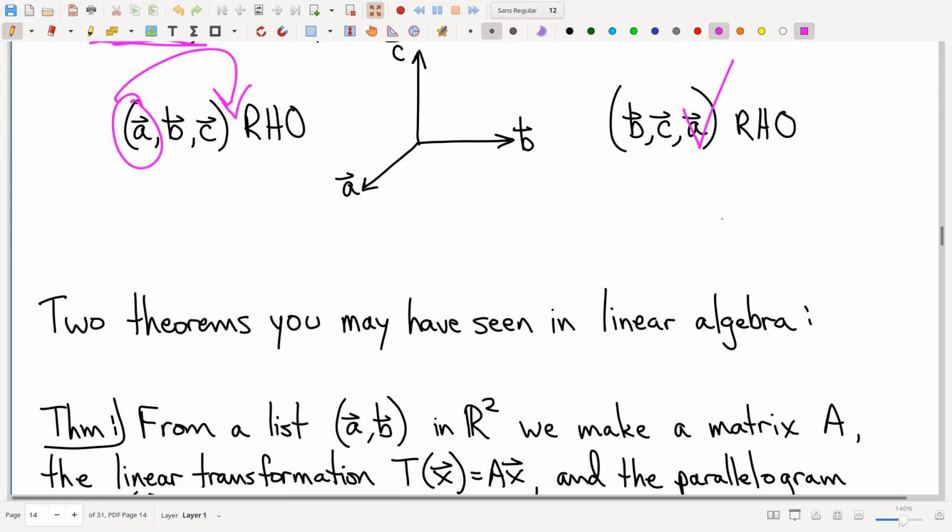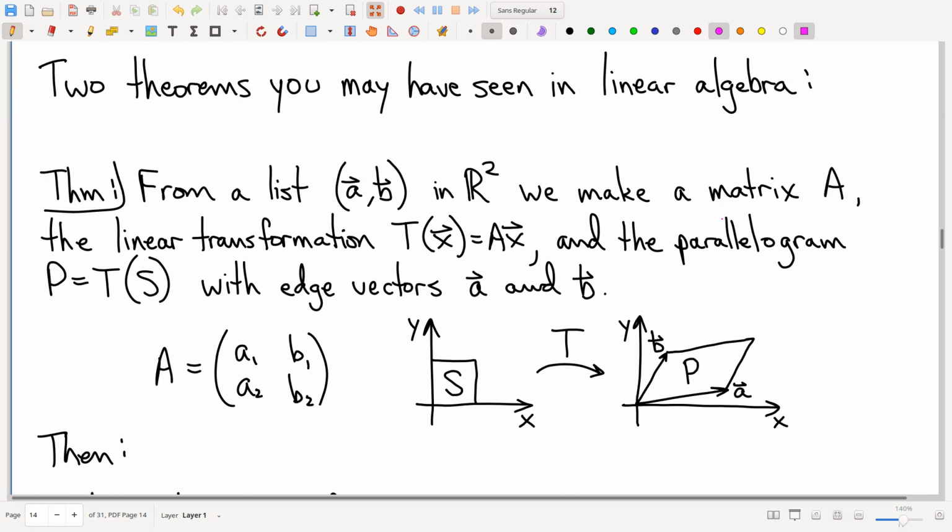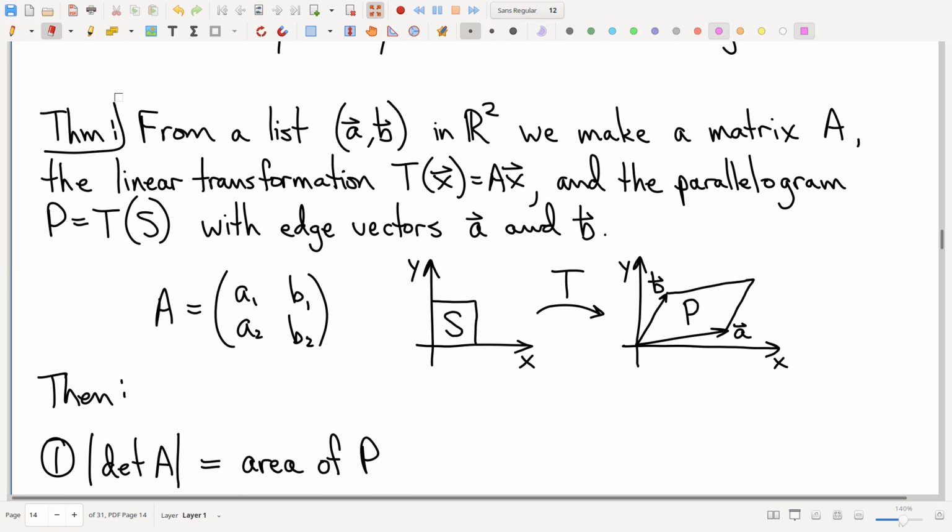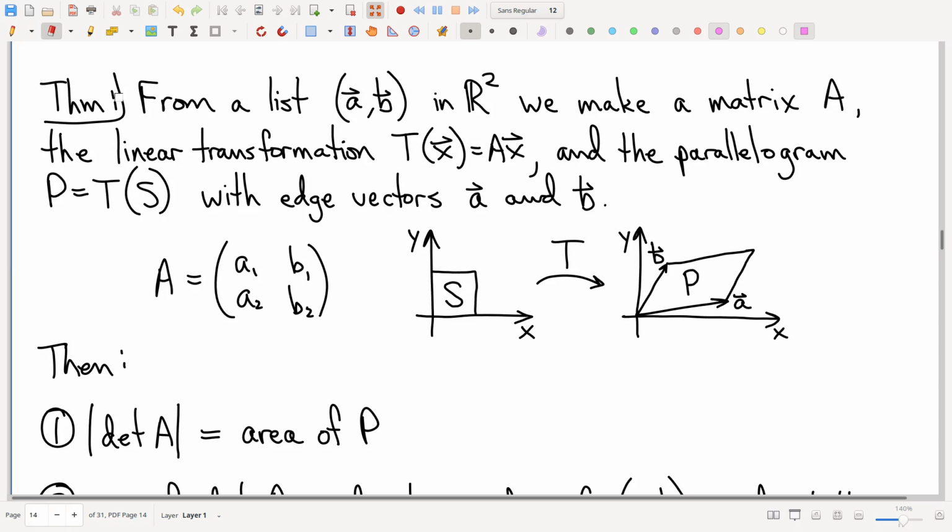Okay. Let's talk about some theorems that relate to right-handedness, left-handedness, and clockwise, counterclockwise. You may have seen these from your linear algebra class, depending on which course you took. I'm going to review them here because I think they're important, starting with the two-dimensional theorem. There's a fair amount of setup in this theorem. I'm going to start with a list from which I'm going to generate a matrix, from which I'm going to generate a transformation, from which I'm going to generate a parallelogram that will relate back to the initial list.